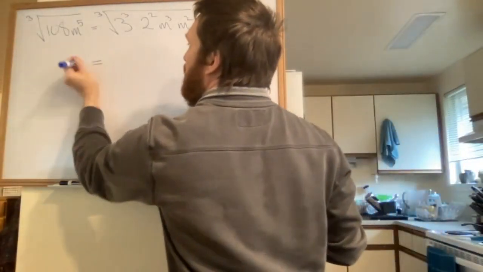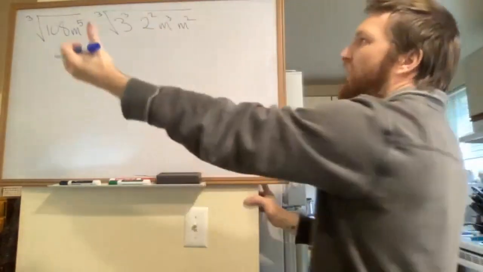I already know that there's going to be 2 things that we could pull out. What can we pull? What's the first one we can pull out?